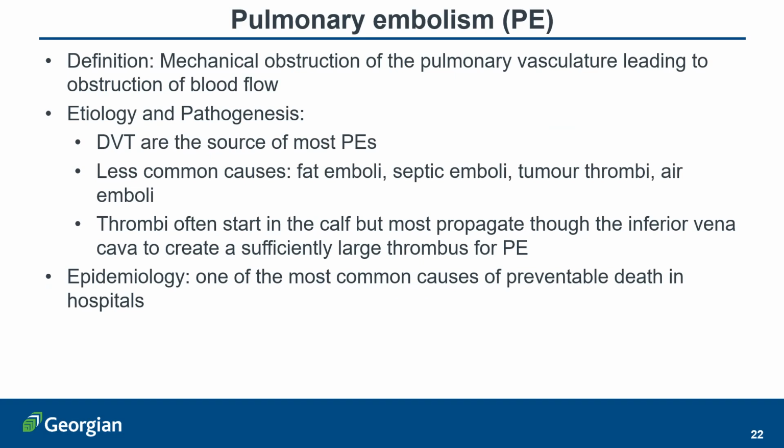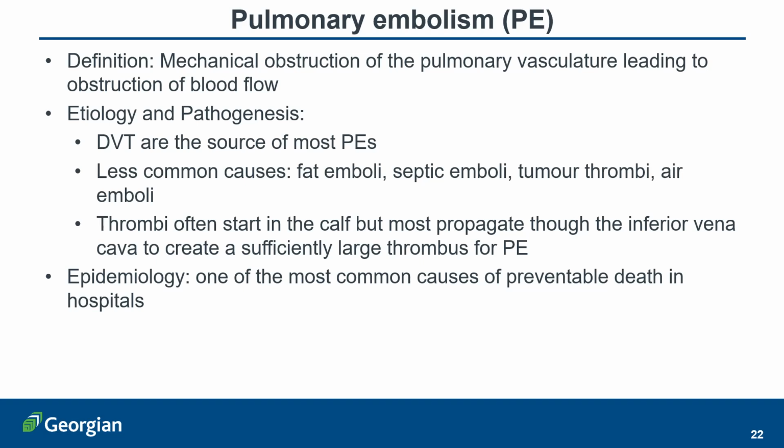What about pulmonary embolisms? The definition of a pulmonary embolism, or PE, is a mechanical obstruction in the pulmonary vasculature that leads to the obstruction of blood flow. In terms of the etiology of the PE, DVTs, or deep vein thrombosis, as we saw in Unit 1, is the most common source of pulmonary embolism. Less common causes include fat emboli, septic emboli, thrombi, as well as air emboli. But the most common cause for PE is DVT.